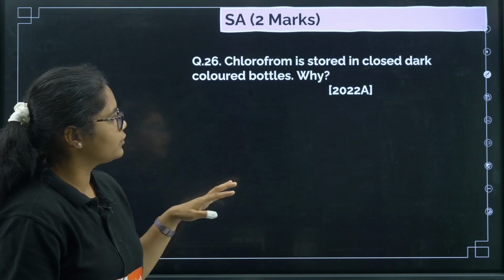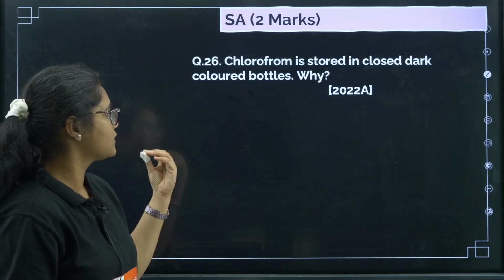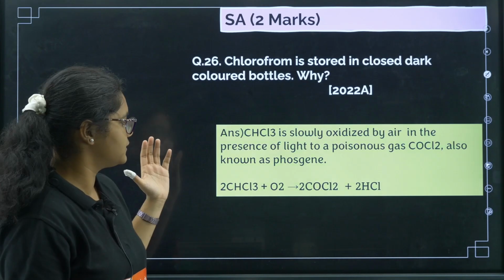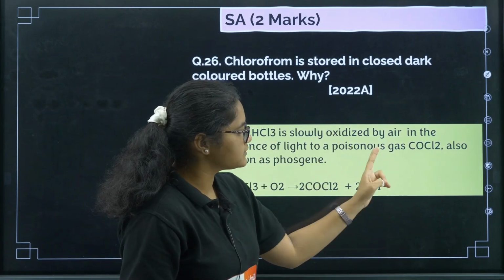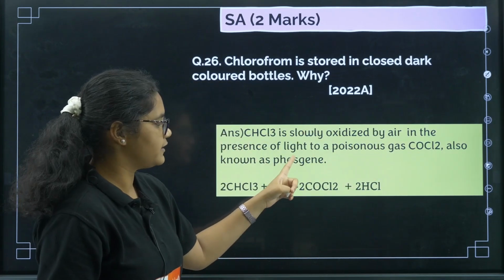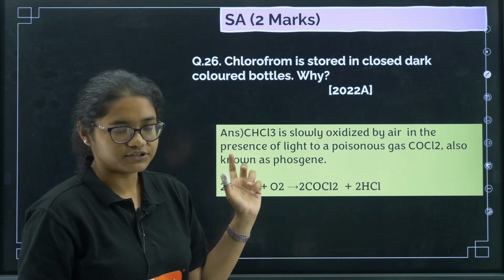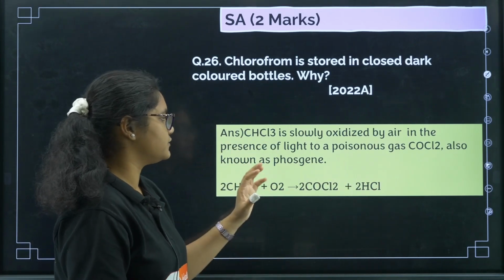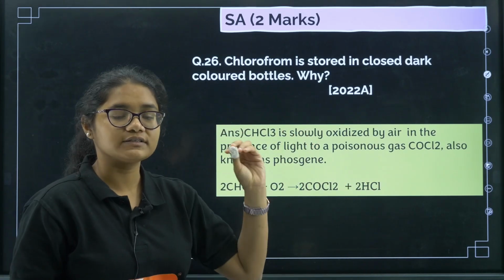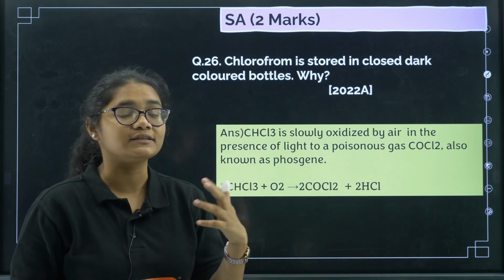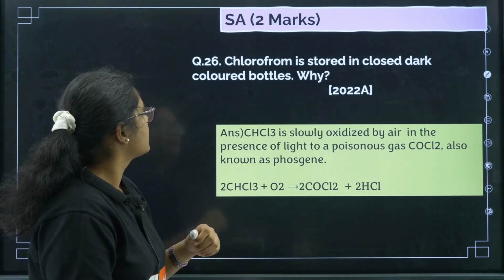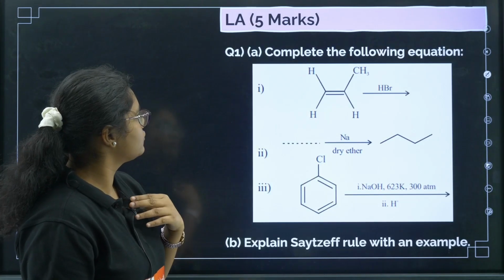Next, chloroform is stored in closed dark colored bottles. Why? Chloroform is slowly oxidized by air in the presence of light to a poisonous gas, COCl2, also known as phosgene. You can write down the reaction here. That is why it is stored in closed dark bottles, so that it doesn't react, okay. Clear? So we are done with the 2 marker questions.